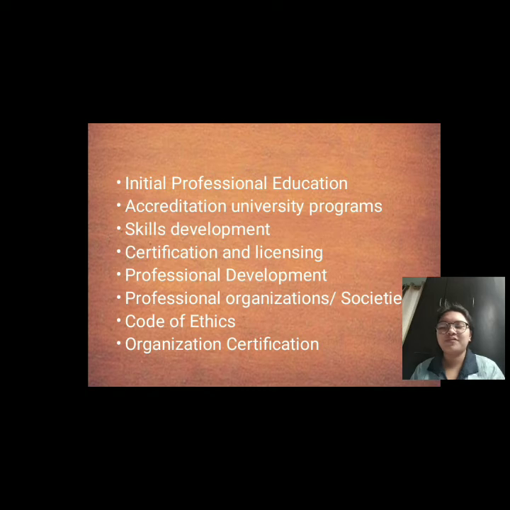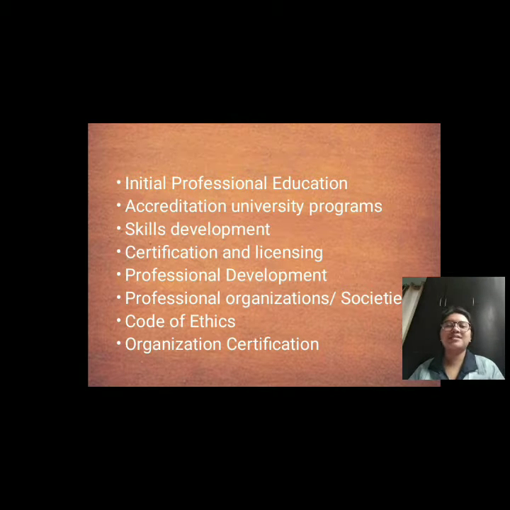And the seventh one is the code of ethics. We have different codes of ethics in every course because, as practitioners, we need to behave responsibly and do what is right, and know what is suitable and what is violating the code of ethics. And the last one is organization certification. In many professions, not only must individuals be certified, their organization must be certified too. Okay? Those are the 8 elements of profession.